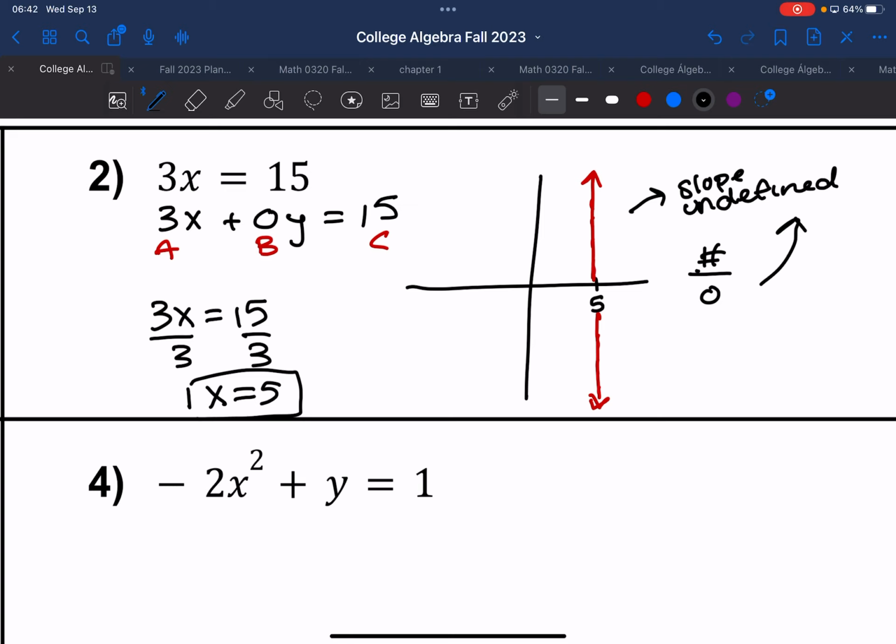So any of the graphs that are a vertical line are going to be undefined. And then, however, our question was asking if this linear equation is in standard form, so our ultimate answer is yes.